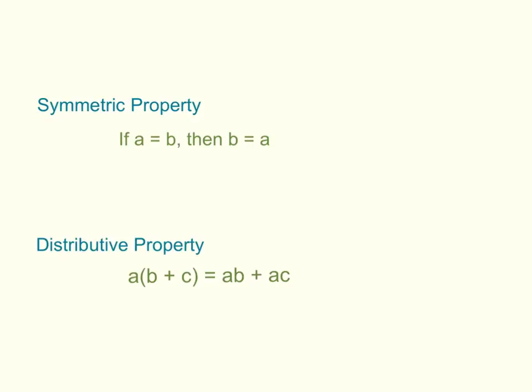Here I have the symmetric property and the distributive property. Symmetric property just means that if A equals B, then B equals A. So in other words, if 4x is equal to 2y, it's the same thing as if you flip it, 2y equals 4x. Seems pretty self-explanatory, but it is called the symmetric property.